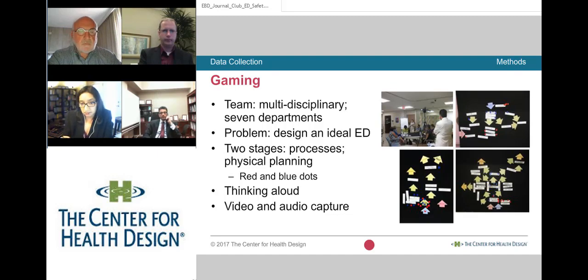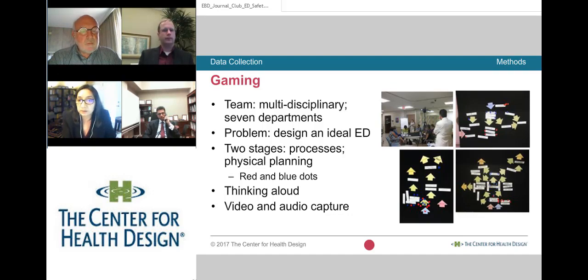Gaming is a very interesting means to collect data, especially in an ED layout. And what we did was, we needed a varied participant base. So we had people representing departments like respiratory therapy, nursing, imaging, pharmacy, security, administration, and even the management to participate in this research.